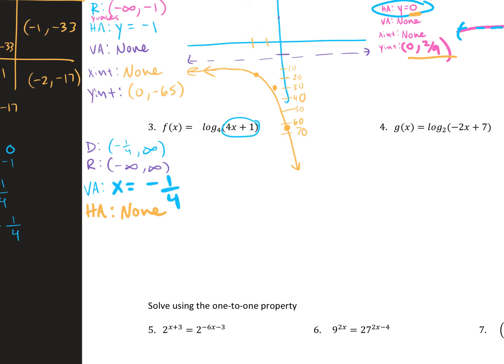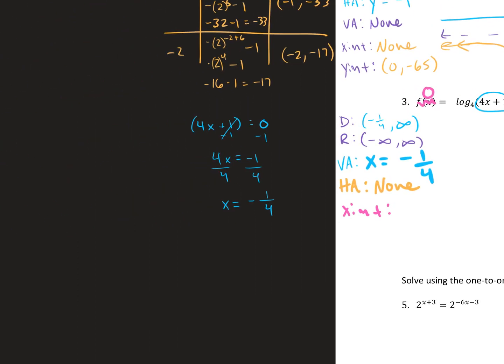Now here I'm going to have an x-intercept. How do I find the x-intercept? Set the whole thing equal to 0. So I change y to be 0. So this would be 0 is equal to log base 4 of 4x plus 1. Now how do I solve for x?